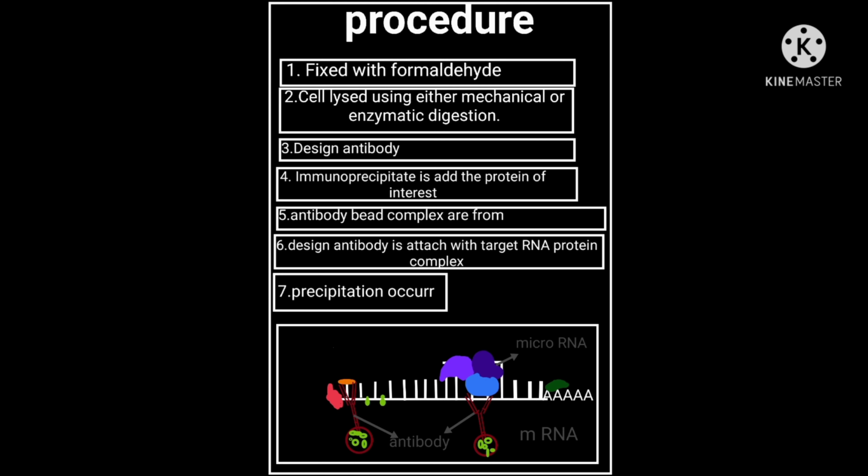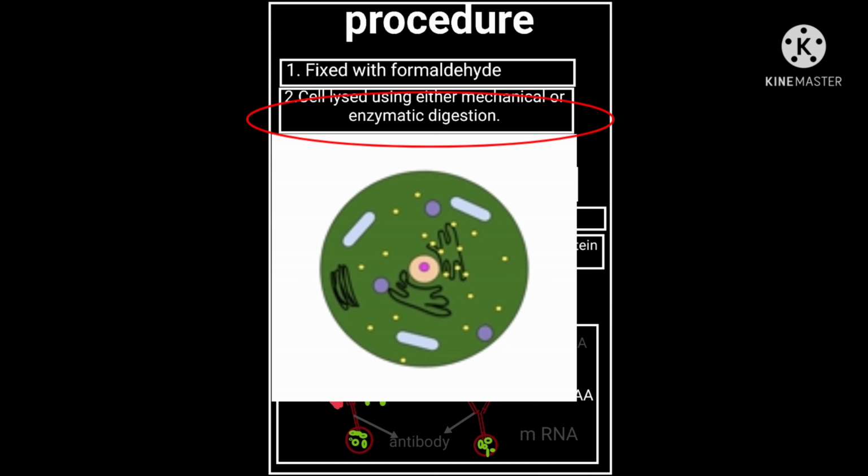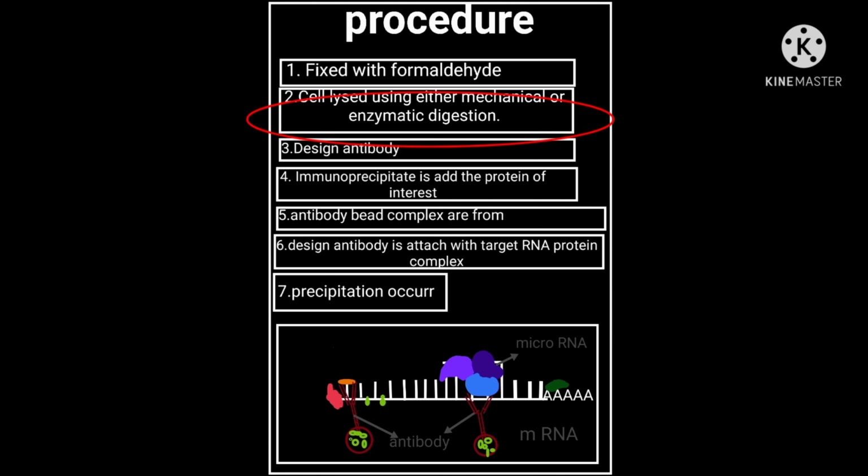Now I am talking about the RNA immunoprecipitation technique. First, cells are fixed with formaldehyde. It acts as a reversible protein-RNA and protein-protein cross-linking agent that serves to fix the protein-RNA interactions occurring in the cell. Then cells are lysed using either mechanical or enzymatic digestion, and RNA is released.